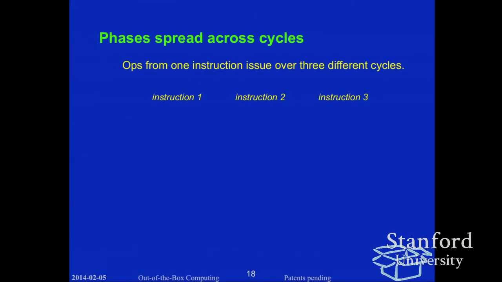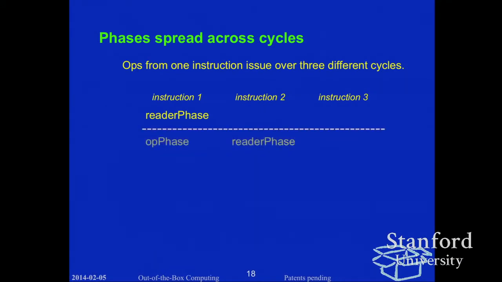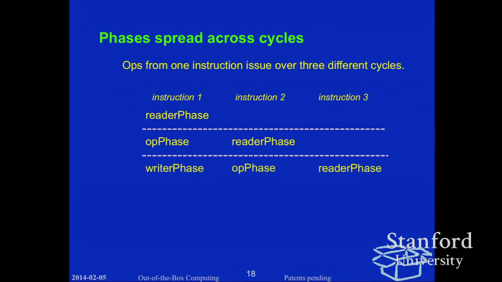So, if these are my 3 instructions, in this cycle, this is instruction 1, instruction 2, instruction 3 in order in the program. In this cycle, the reader phase of instruction 1 will be the first thing that happens. Then we cross the cycle boundary. And instruction 1's op phase executes at the same time as the reader phase of instruction 2. Another cycle boundary. Instruction 1 is reached and is executing writer phase.